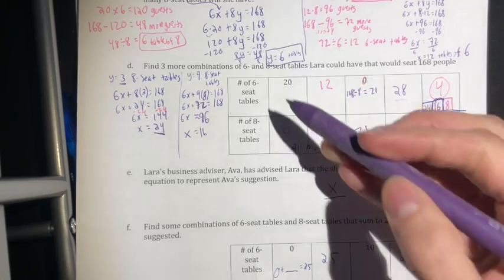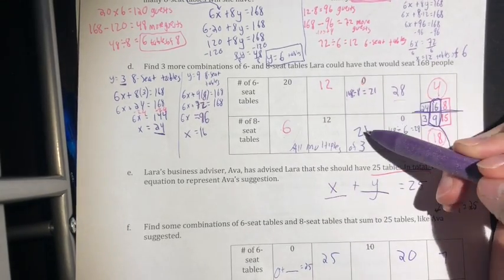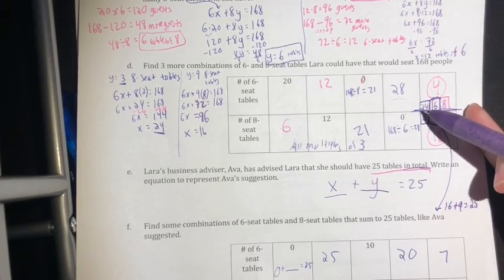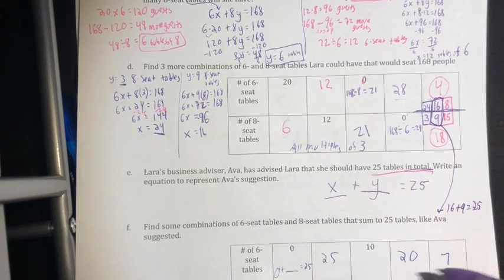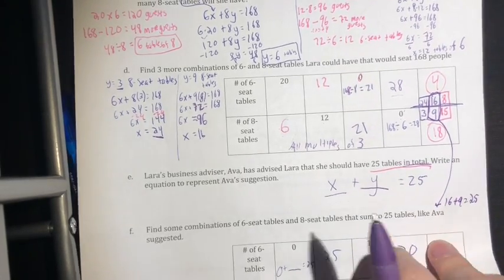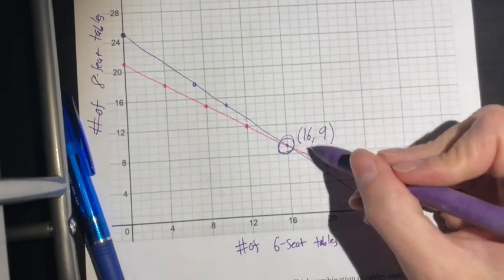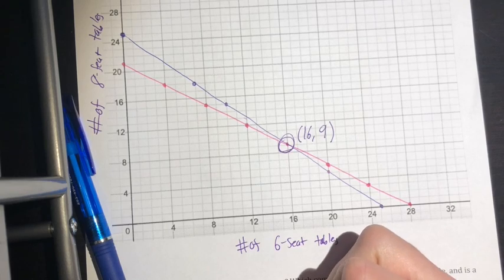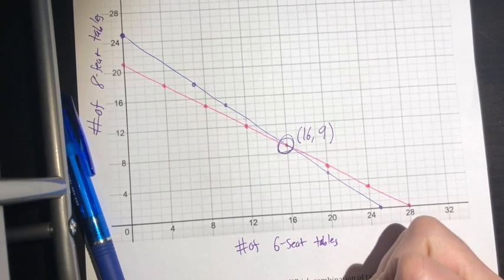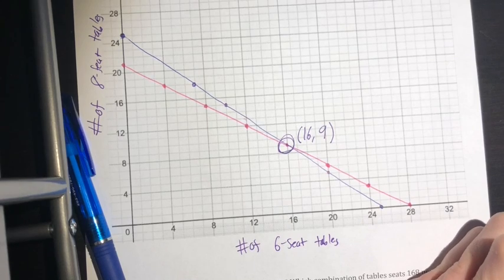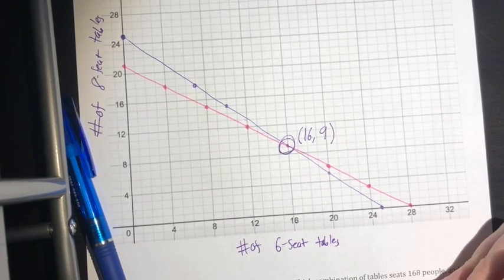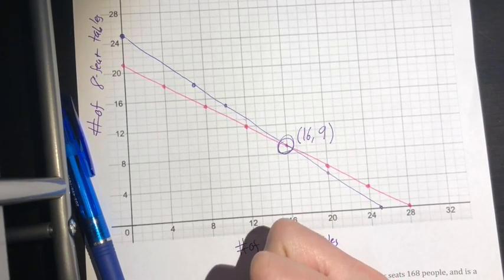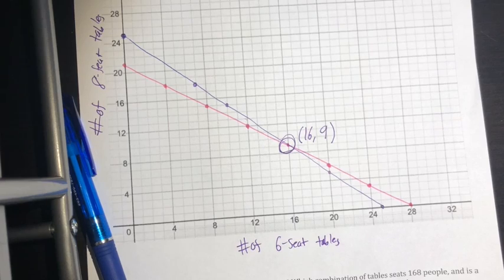So you might have noticed, right here, 16 and 9. If you thought about that, you don't even have to make this big old table down here. 16 and 9 adds to give you 25. So that's the point we're looking for. So 16 6-seat tables and 9 8-seat tables. So that point is 16, 9. That's my solution point.